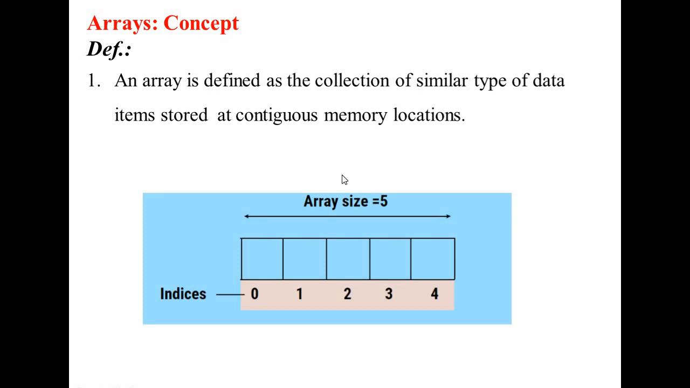This is just the representation of the array. This is a graphical representation of the array. Here, these indices 0, 1, 2, 3, 4 show that the array index always starts from 0, 1, 2, 3 up to the array size. Here the array size is 5, which means this single array variable stores 5 elements inside it. Now, how can we declare an array?